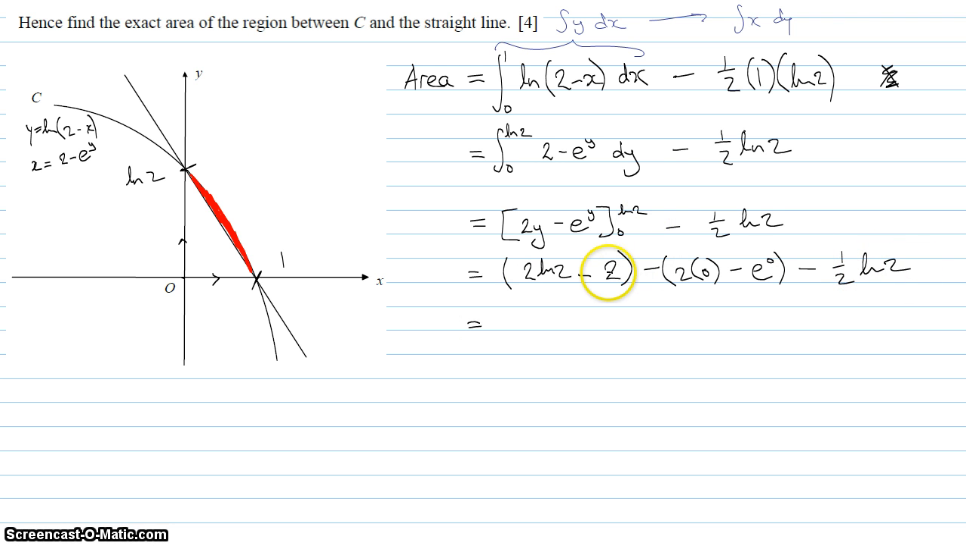So that gives me 2 plus 1, which will be minus 1, minus 2, minus negative 1. And then I get 2 ln 2 minus half ln 2, so that's plus 3 over 2 ln 2. And so therefore the exact area is 3 over 2 ln 2 minus 1 square units.